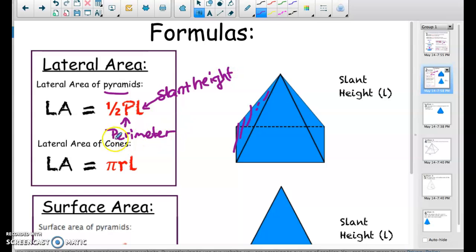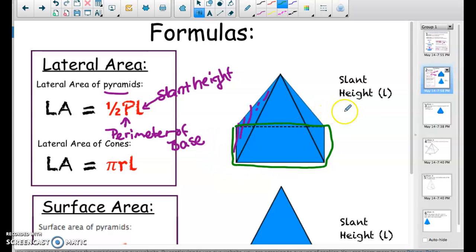Now this isn't just any perimeter, this is the perimeter of the base. Okay, so two things that you need in order to calculate the lateral area of a pyramid. You need to figure out what's the perimeter of the base. So how far is it all the way around the bottom of this thing? That's going to be the P here. That's perimeter of the base.